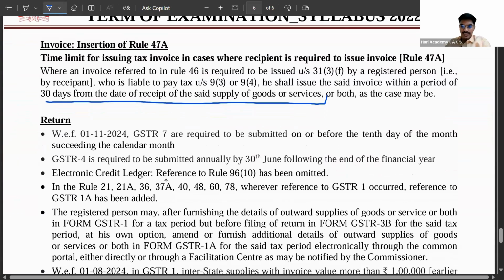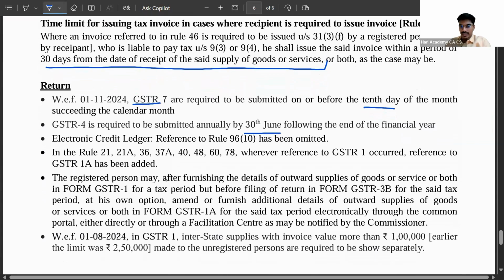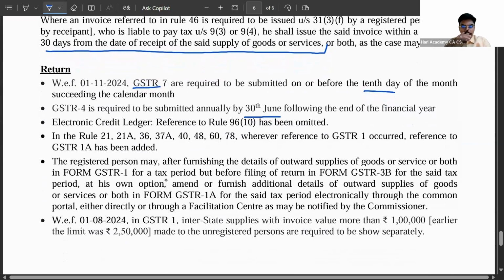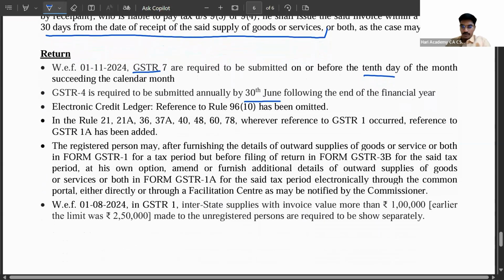Next, few changes in relation to the returns. The first one is GSTR 7. It is required to be submitted by the 10th of the subsequent calendar month. GSTR 4 is required to be submitted annually by 30th of June. Next, the electronic credit ledger reference to section 9610, rule 9610 has been removed. And in GSTR 1, few references have been removed. The last 2 points are a bit more important than the first 4 points.